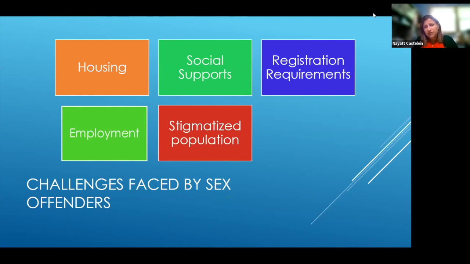And yes, Jennifer, I'm sorry, supervision does mean probation or parole. So when I say they're under supervision, it means that they're under the jurisdiction of the Department of Corrections.